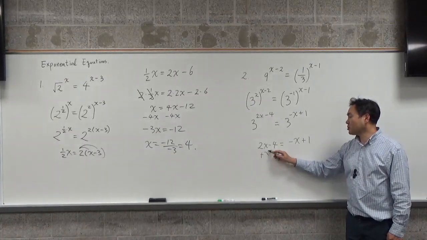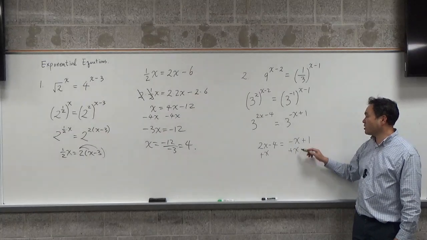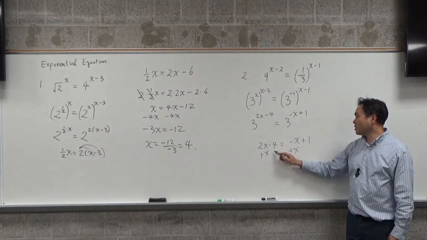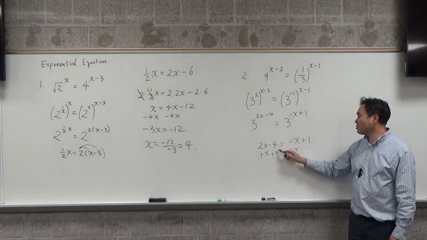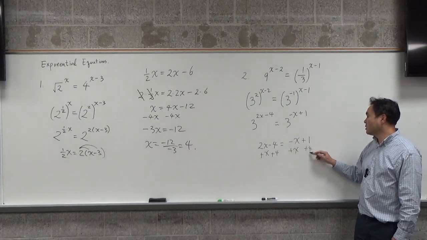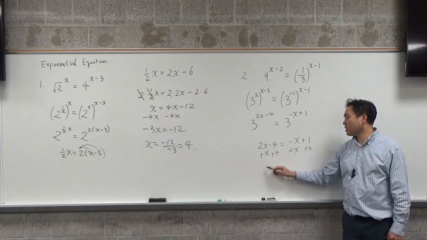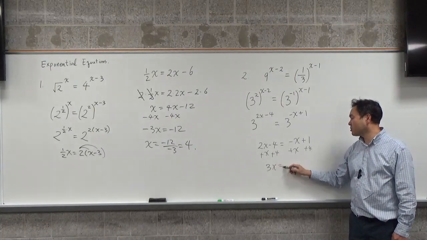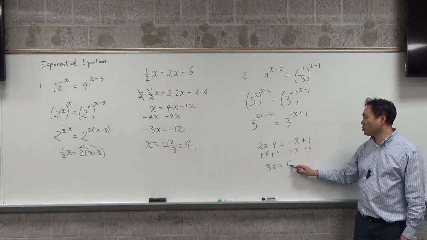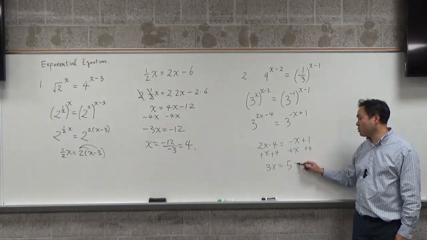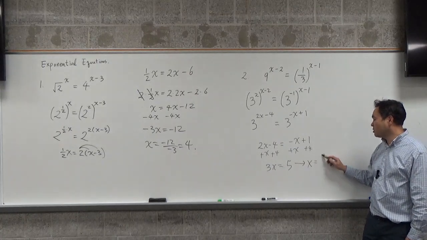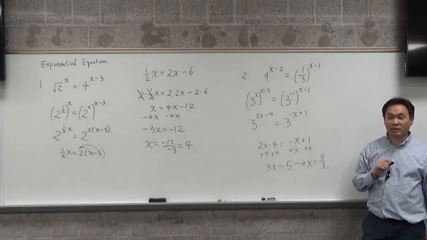Now add x to both sides to get rid of that, and then add 4 to both sides to get rid of negative 4. And the end result is 2x plus x on the left side, which is 3x. 1 plus 4 on the right side, which is 5. And dividing both sides by 3 gives you x equals 5 over 3. So you guys are right.